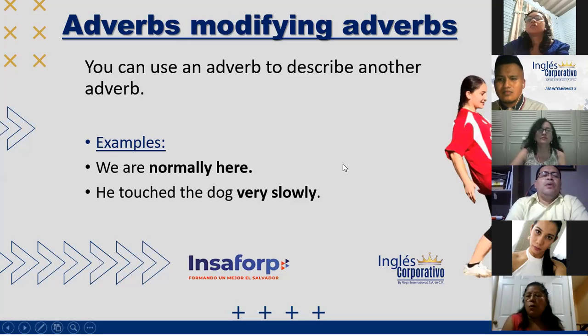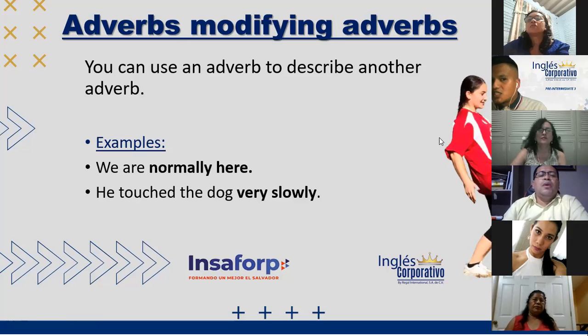No? Under what condition? Okay, let's see. Was the dog touched? Under what condition was the dog touched? What does that mean in Spanish? It will be something like, ¿bajo qué condiciones el perro fue tocado?